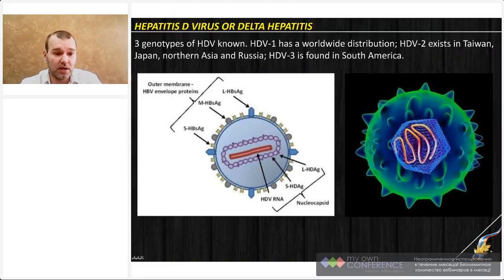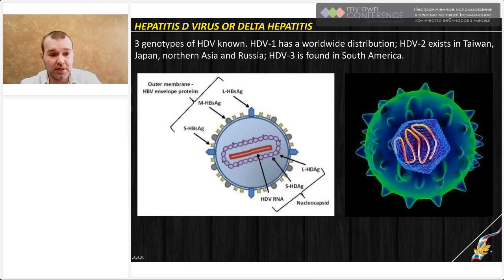The structure of the virus is quite primitive. Again, we have 3 genotypes and different distribution worldwide. But the structure of the virus is identical. It is a linear line of RNA in the center, packed into the capsid and surrounded by the envelope of hepatitis B. So the same small, large, and medium proteins are identified, the same coverage, and actually HBs antigen can be identified on the surface as well.